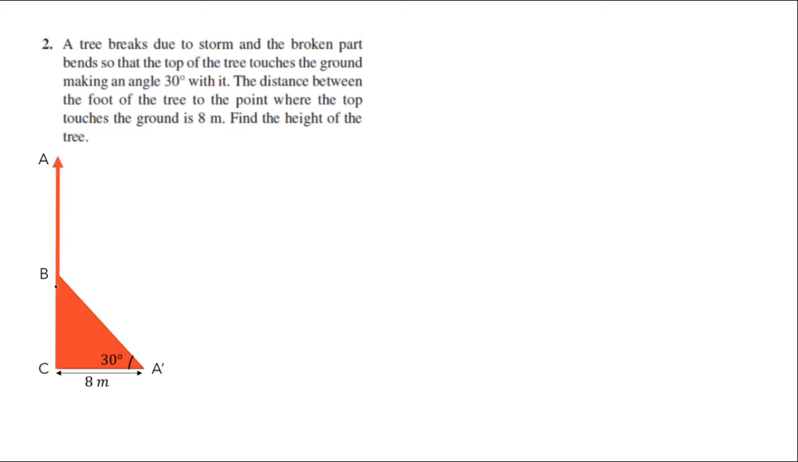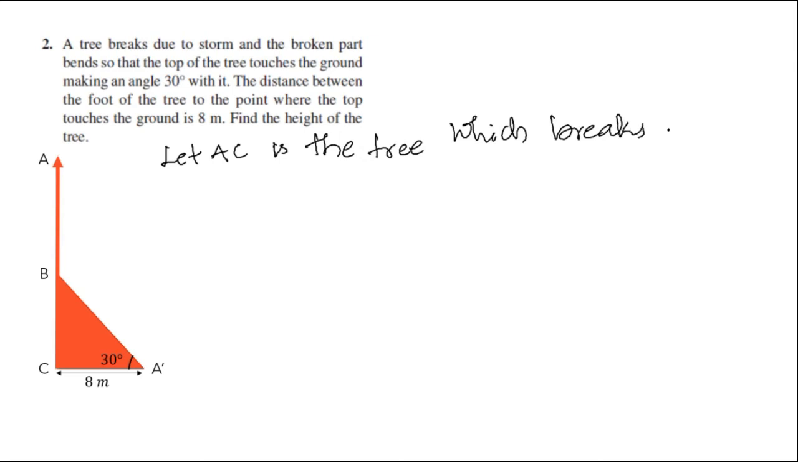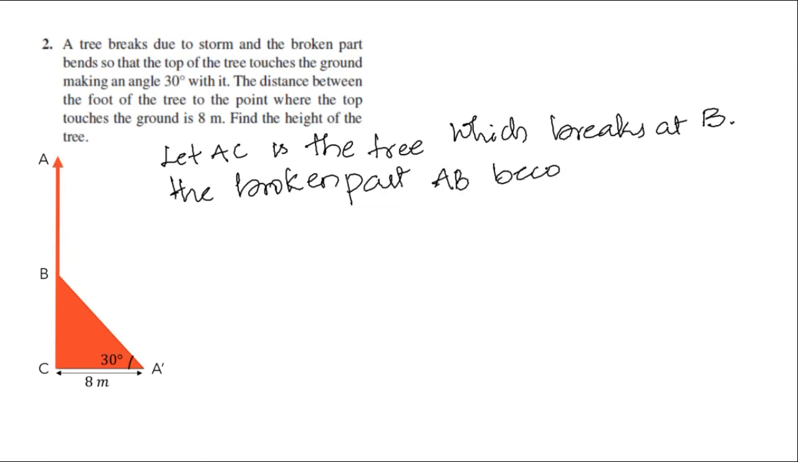Here I have drawn a figure. Here AC represents the tree. Let AC be the tree which breaks at B. The broken part AB becomes A dash B. This will be the broken part.